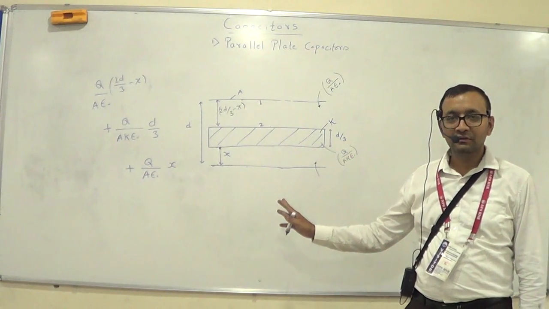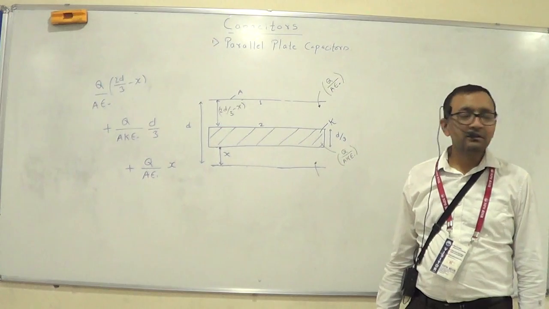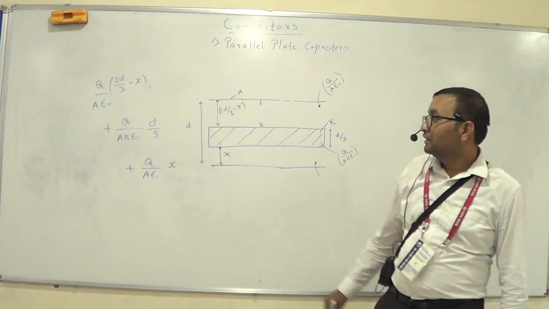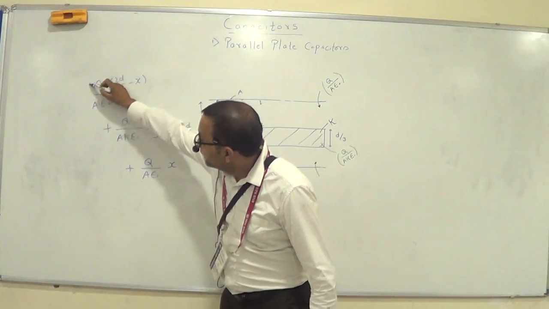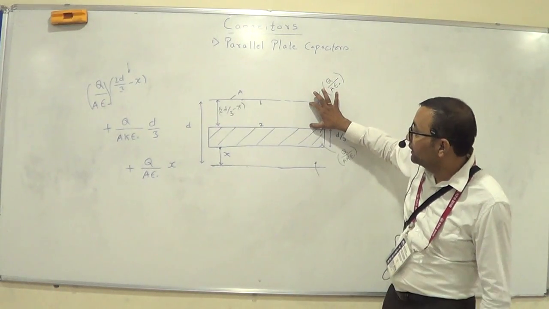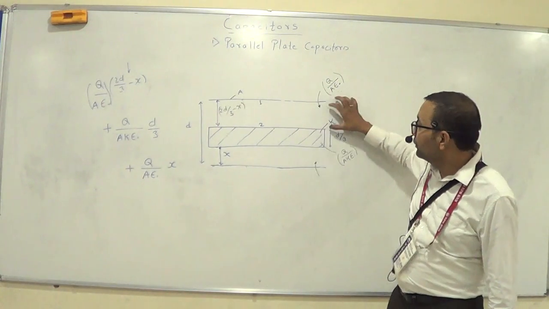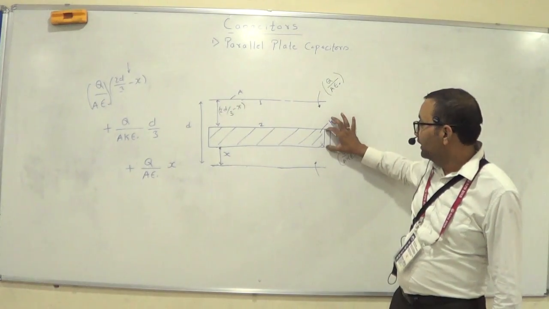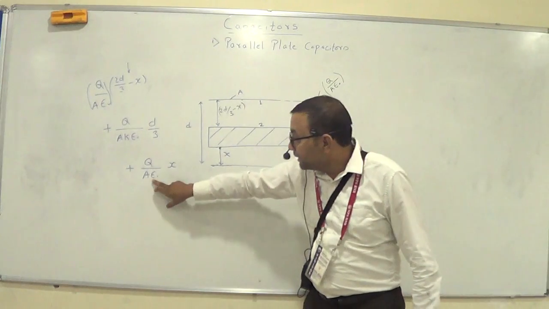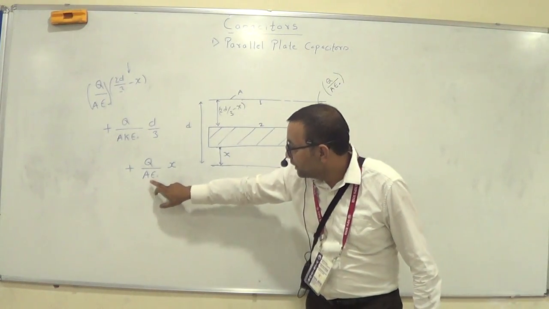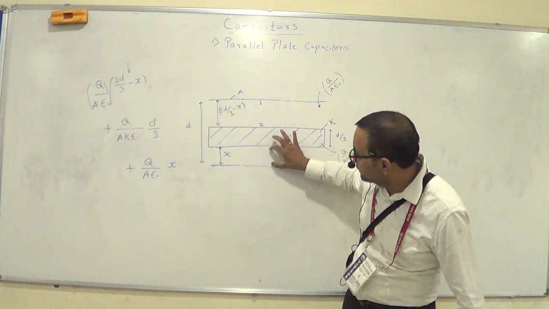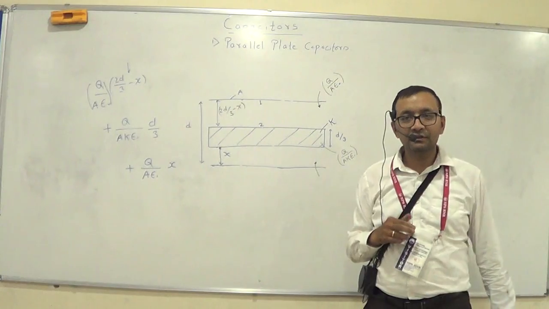Understood? This is the electric field. Yeah. Electric field into distance is the potential difference. Here to here, electric field is Q by A epsilon naught. That into distance, this potential difference. Electric field over here is this. That into that distance is that potential difference. Plus again, electric field over here is same. That into x is this potential difference. So this potential difference plus that potential difference plus this potential difference is total potential difference.